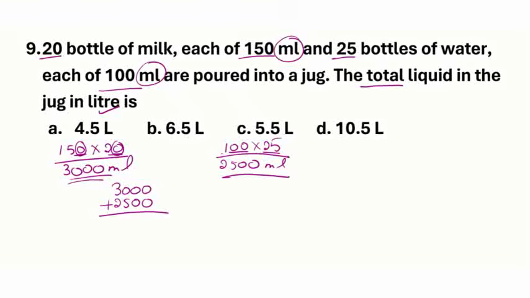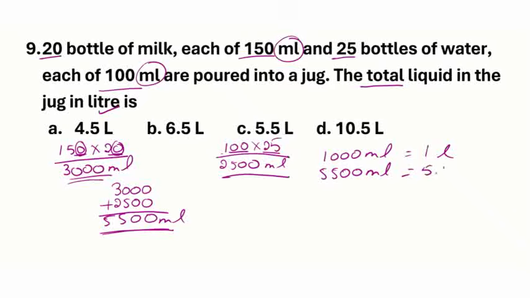So add it now. 0, 0, 5 and 5, 5,500 milliliter. So one thing you should know is that every 1000 ml counts as 1 liter. Therefore, it's very simple. Then what about 5,500 ml? How much liter is that? It's very simple. It is 5.5 liter.